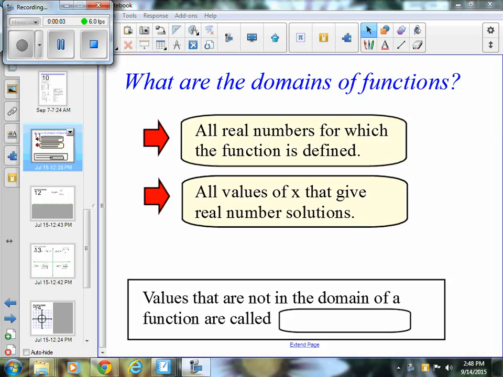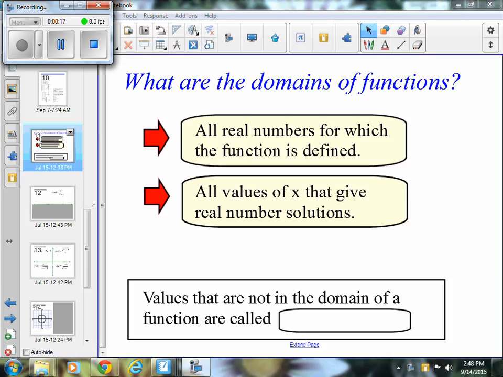Okie dokie, this is section 1-1, day 2. So we're going to pick up where we left off from yesterday about the domains of functions and what you have to worry about in terms of things that you either can or can't use. So we're going to talk a little bit more about that.